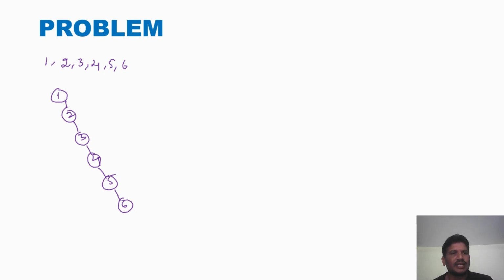Okay, the data is given as input in ascending order. How can we construct the binary search tree? It is 1, 2, 3, 4, 5, 6. Okay, this is called the right skewed binary search tree. Okay, this is the problem in the binary search tree. When the data is given in ascending order or descending order, the height of the tree would be increased. It will take more time for searching an element in the binary search tree.